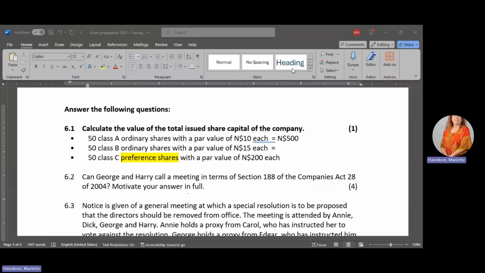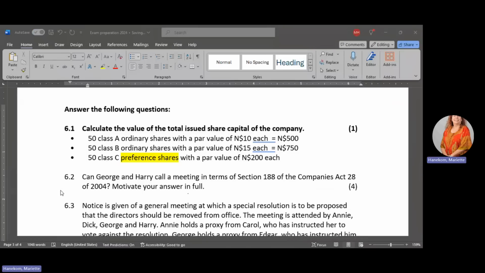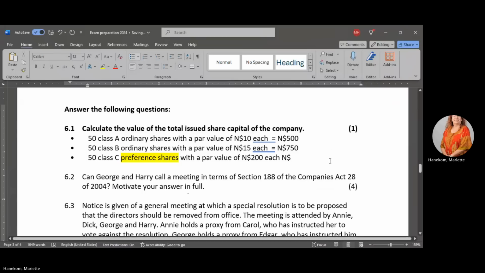So to make my own life easier, let me get my calculator out. We've got 50 times 15, which gives you 750. 50 times 200 gives us... what was our answer there? 10,000.